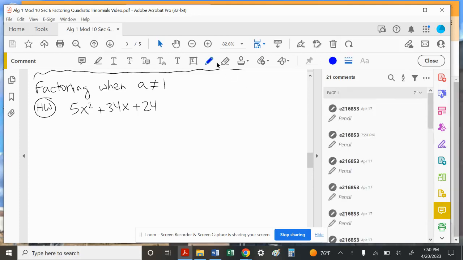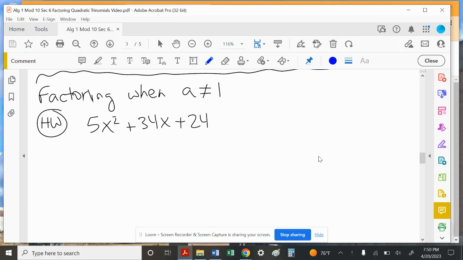Okay, we're going to move on to the next set of problems, and they're going to involve factoring when a is not equal to 1. You'll notice now that there are going to be numbers in front of the x squared, so those are the ones we're going to work with and try to solve. This is a little bit different. It just involves a couple of extra steps.